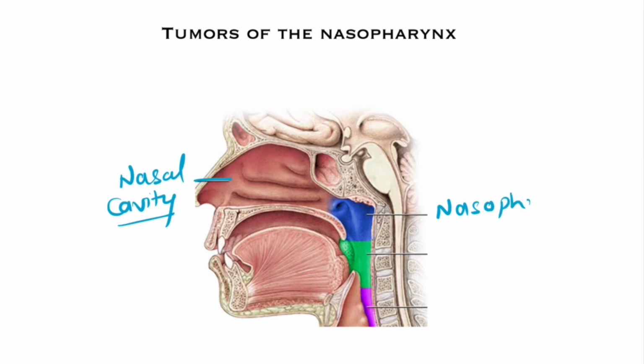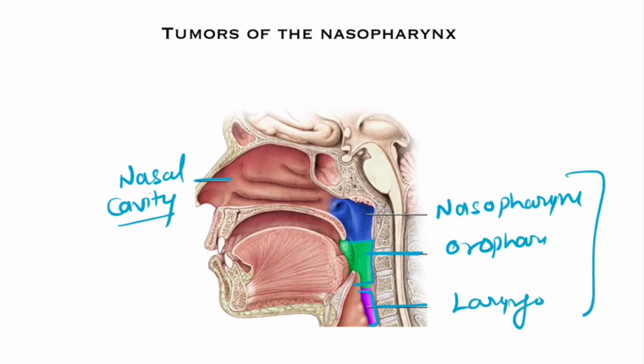This is the nasopharynx, right? Below this, we have the oropharynx because this is right behind the oral cavity. This area is the oropharynx. And this area is the laryngopharynx because this is right behind the larynx. So this whole thing is the pharynx.